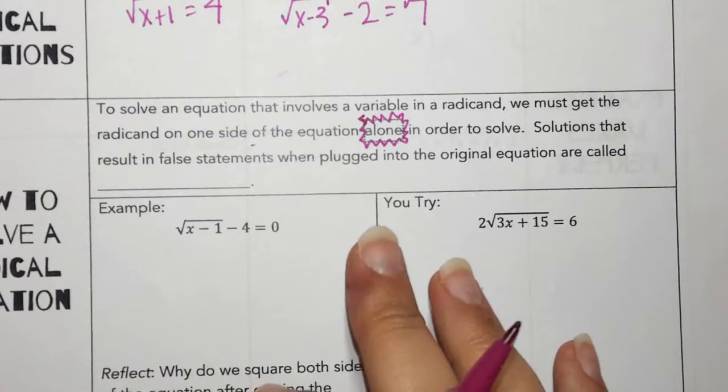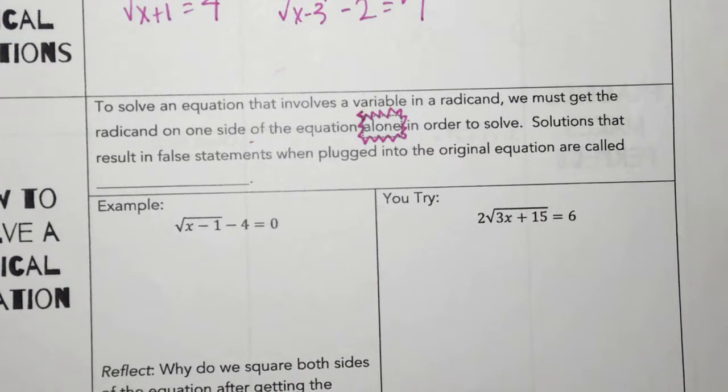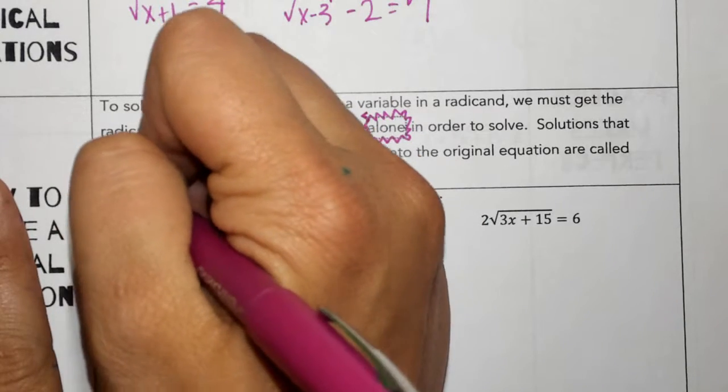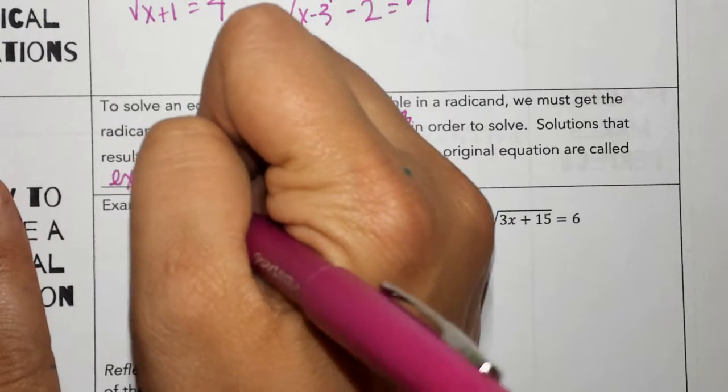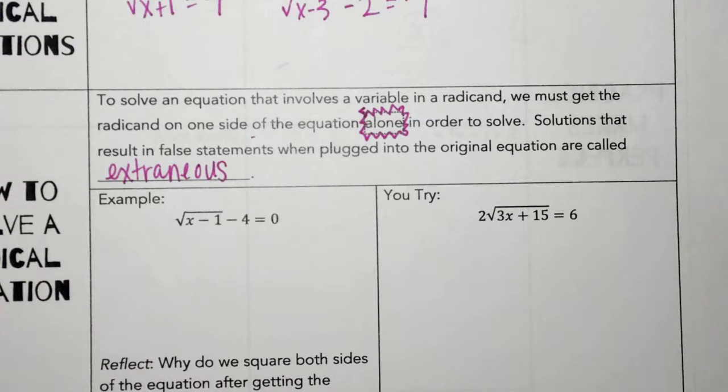Solutions that result in false statements when plugged in. So once you check your work, if you plug it in and you get a false statement, those are called extraneous. And that's how you spell extraneous.